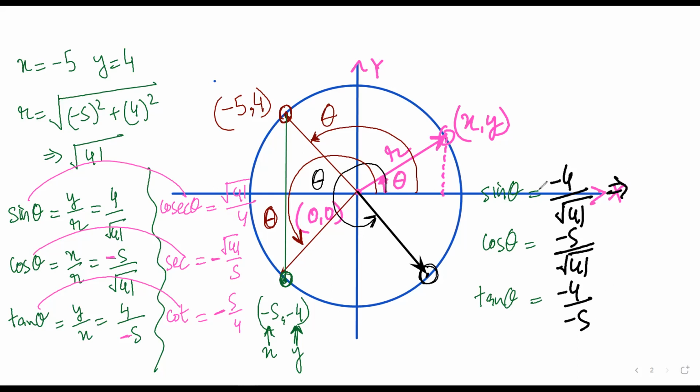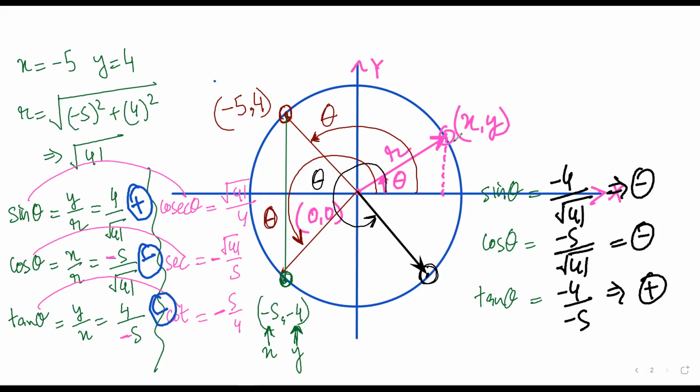Now, if you see, your sine has become negative, your cos is negative, but your tan has become positive. Do you see? Positive. In the second quadrant, your sine was positive, your cos was negative, and your tan was negative. Do you see that?